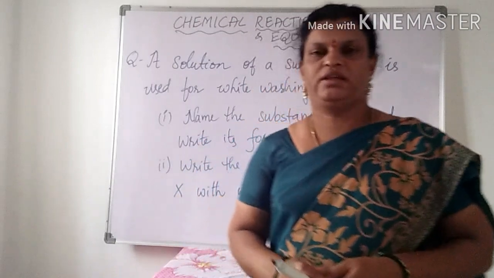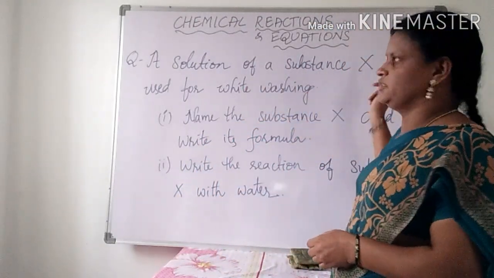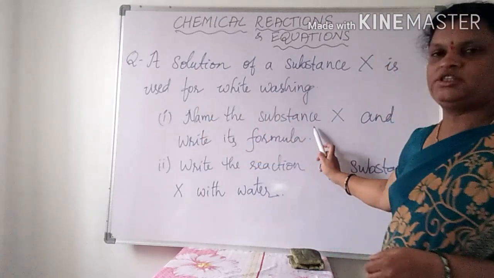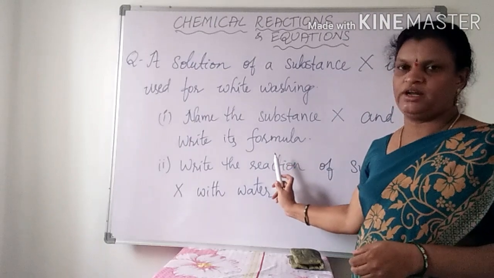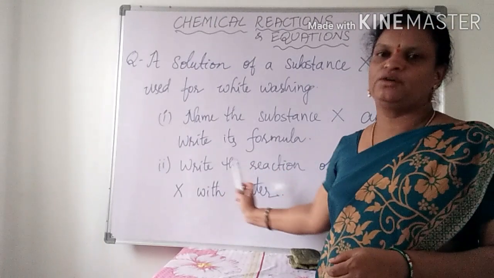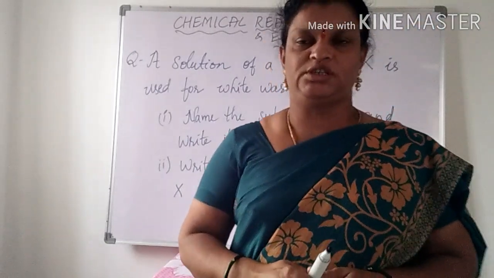So here we have another question. A solution of the substance X is used for whitewashing. Name the substance X, write its formula, and write the reaction of the substance X with water. So what is this X? In whitewashing, what is the substance we use?